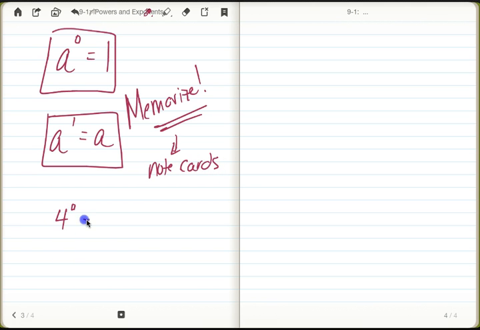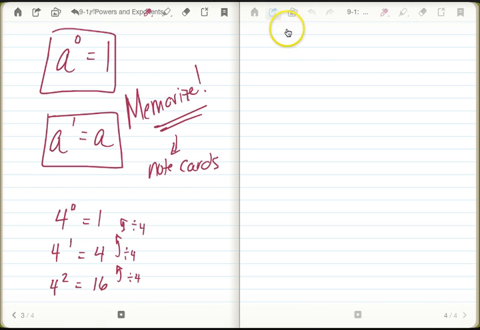So if I said, what's 4 to the 0 power? The answer is 1. And again, 4 to the first power would be 4. 4 to the second power is 4 times 4, or 16. And you can see the pattern working backwards here is I'm dividing by 4 each time. Okay, so it works with any base.